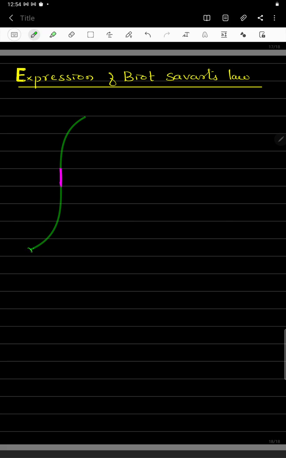Now for this complete wire, from this point to this point, we'll select some part from this wire, which I have taken here in pink color. This part is an infinite length of wire. For this infinite length of wire, I am going to select this much length of the wire. So that is dl, the small length. From this part I am going to derive the expression of Biot-Savart's law.